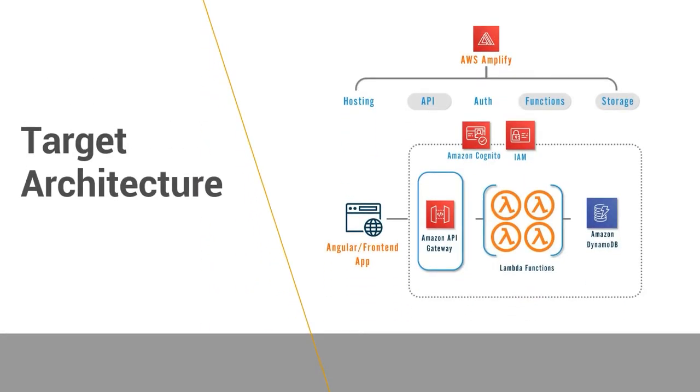Here's a quick view of our target architecture. You can see at the top, there are 5 aspects that we're going to be focusing on with AWS Amplify: hosting, the API, authentication, functions, and storage. And in this particular video, we're going to be focusing on the API Gateway, functions, which are Lambda, and storage, which is DynamoDB.